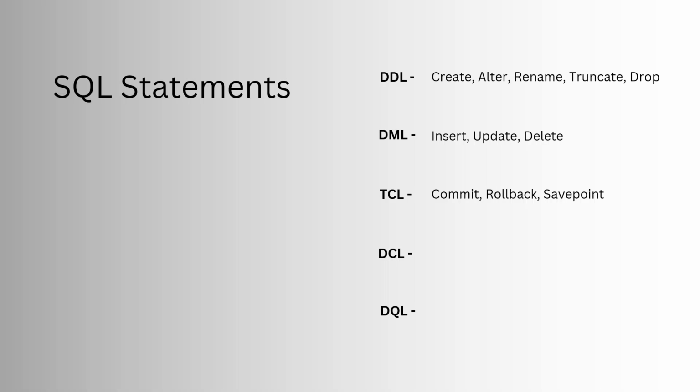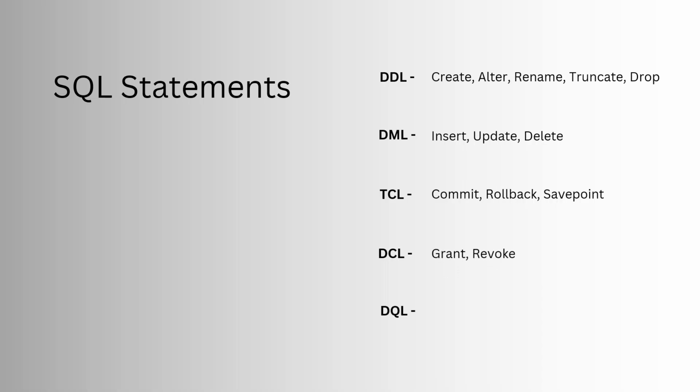And using rollback, you can restore the current transaction to the previous transaction. That means you can roll back the changes. And using savepoint, you can create checkpoints in a transaction. That means allowing a partial rollback of your transaction.